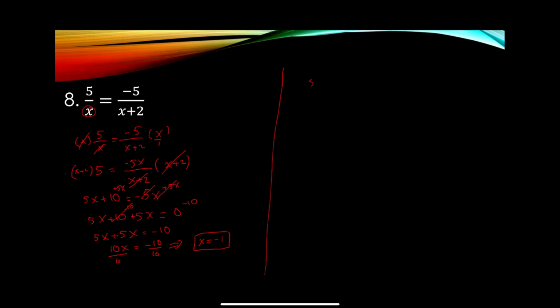So in order to check the result, 5 over bracket equals negative 5 over bracket plus 2. So it's negative 1, negative 1. 5 over negative 1, question mark. 5 over negative 1 is negative 5. Is it equal? Negative 5 over negative 1 and 2 is 1. So it's negative 5 equals negative 5 over 1, which is negative 5. So they are equal.